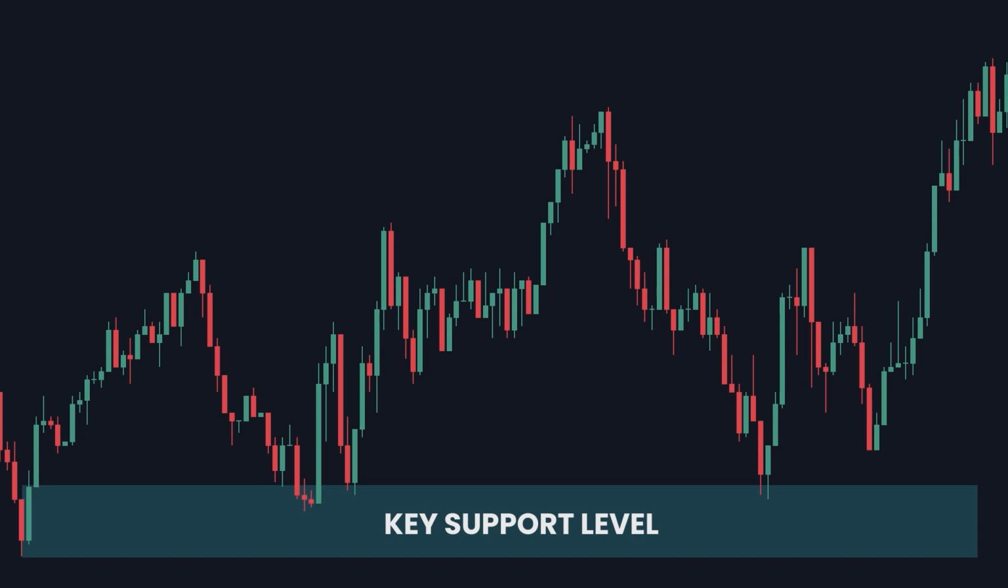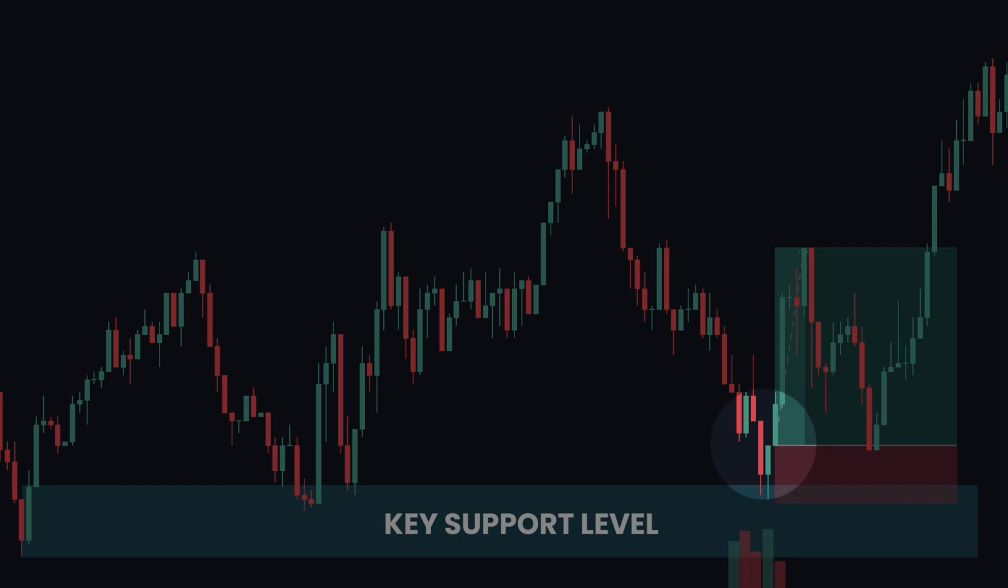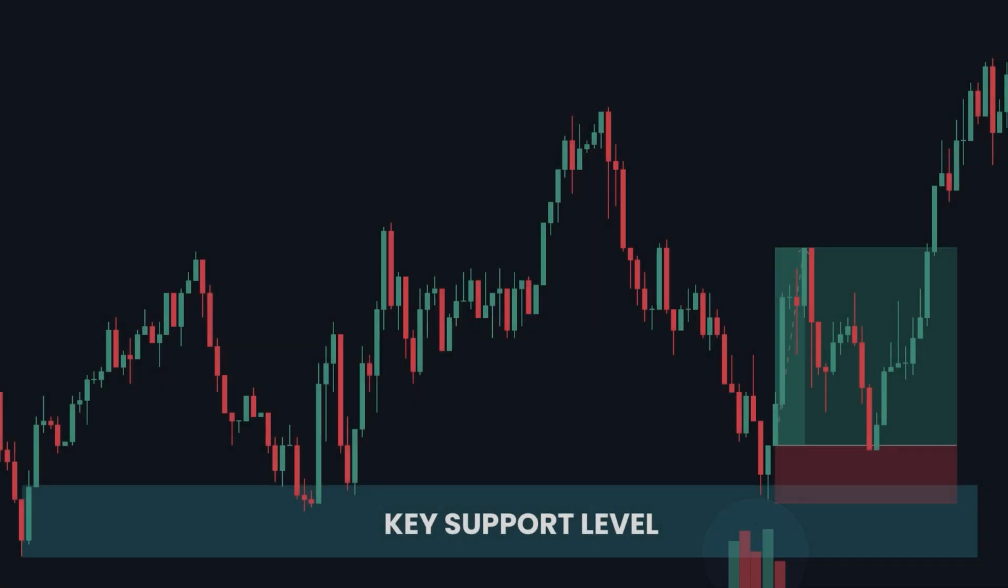But we're not done yet. To make the setup even stronger, look at the volume. A spike in volume during the hammer's formation confirms that buyers are stepping in with force, adding credibility to the reversal. At this point, you can enter the trade as the hammer candle closes, with your stop loss placed just below the wick to protect against any unexpected breakdowns. As the price begins to rise, you can see how this combination of the candlestick pattern, support level, and volume comes together to create a winning trade.